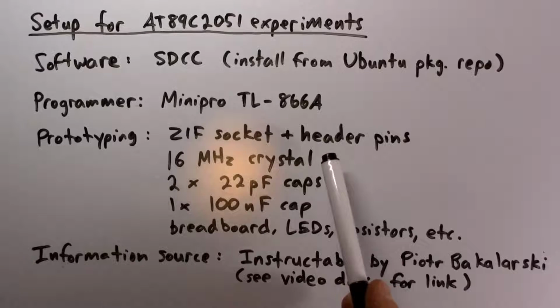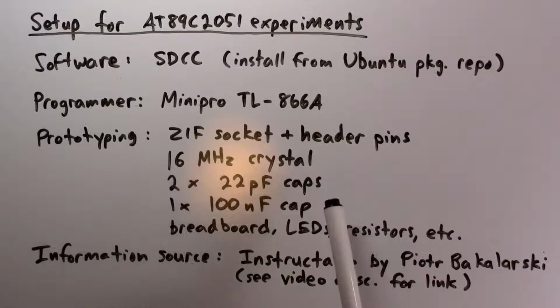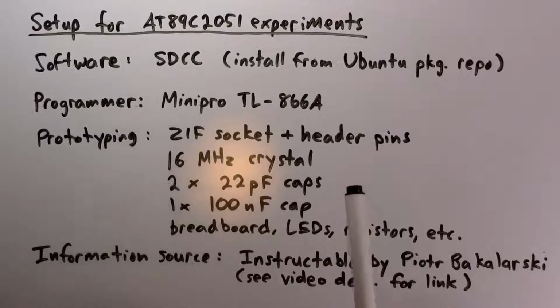The 8051 devices need an external crystal, so I'm using a 16 megahertz crystal and two 22 picofarad capacitors for the clock frequency on the microcontroller. We also need a 100 nanofarad capacitor to generate reset for the microcontroller, and then the other usual prototyping stuff: breadboard, LEDs, resistors, stuff like that. Everything I'm going to show is based on an Instructable by Piotr Bakalarski, and I will put a link to that Instructable in the video description. He also describes how to make an Arduino-based programmer for the device. I'm just going to use my MiniPro.